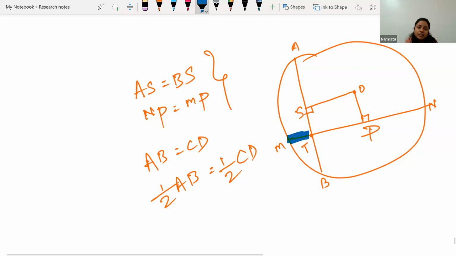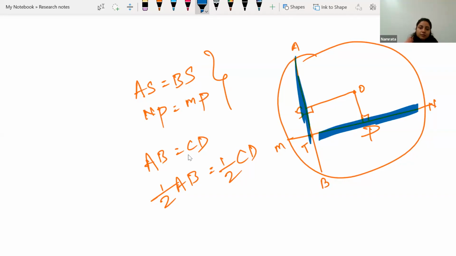Okay, the corresponding segments are the same when the chords are intersecting each other, and the chords are equal chords. So we want to prove this blue one and this blue one are the same. So from this blue one you can see one portion we have is AS over here. Okay, you can see we have AS over there.